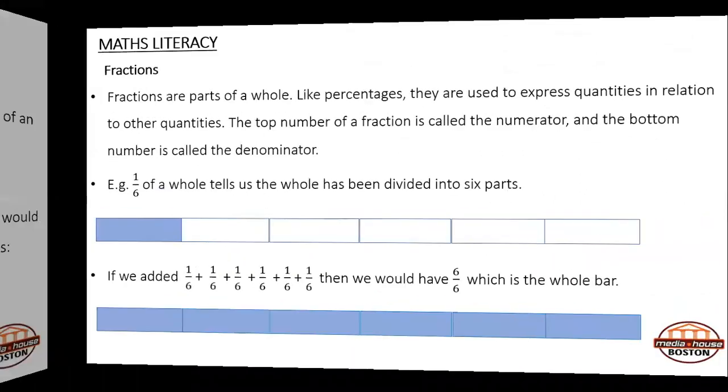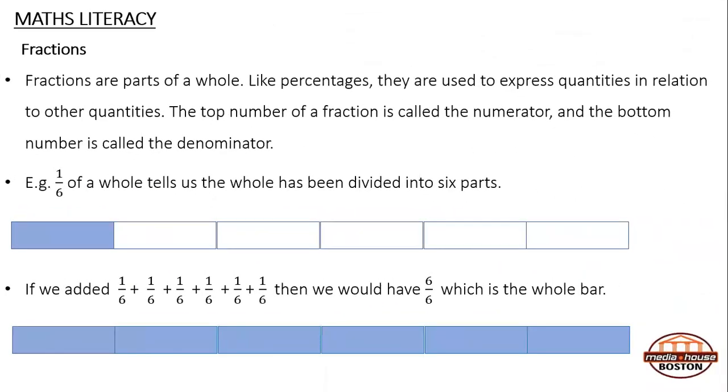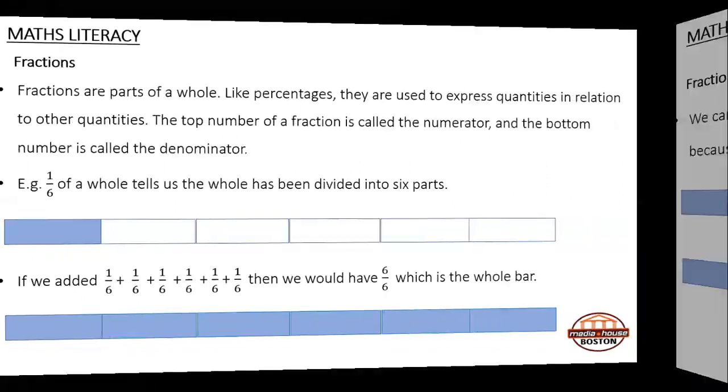Then we look at fractions. Fractions are parts of a whole, like percentages. They are used to express quantities in relation to other quantities. The top number of a fraction is called the numerator. The bottom number is called the denominator. For example, 1 out of 6. So 1, that's your numerator, and 6, that's your denominator. So 1 over 6 of a whole tells us the whole has been divided into 6 parts.